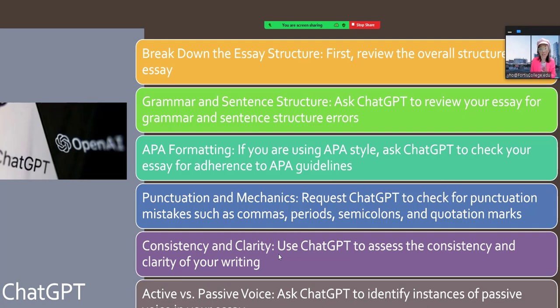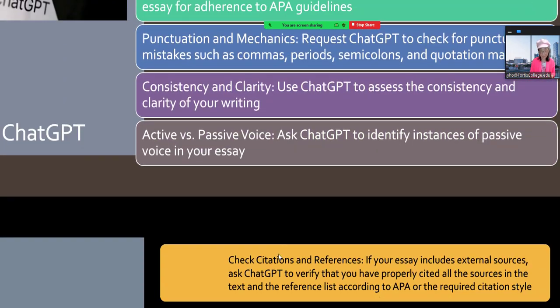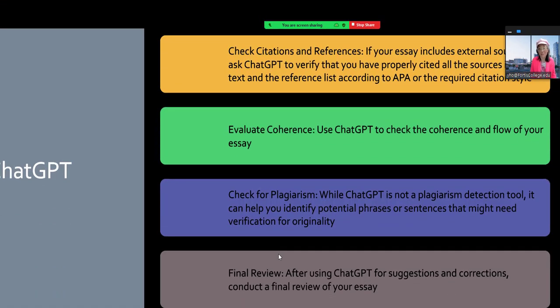Consistency and clarity. Use ChatGPT to assess the consistency and clarity of your writing. Grammarly does the same thing. Active versus passive voice. Ask ChatGPT to identify instances of passive voice in your essay. Grammarly does the same thing. So if your school already allows Grammarly, then a lot of these functions of ChatGPT overlap with what Grammarly also does. Check citations and references.